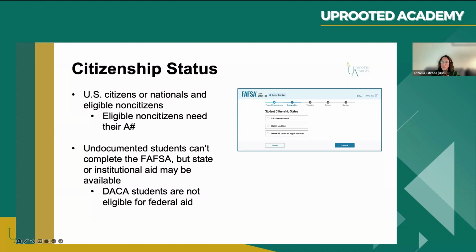Another issue that people are encountering is that if an eligible non-citizen has an A number that ends in 0, the system will not save the application and will not submit. I don't know if that issue has been resolved or not.